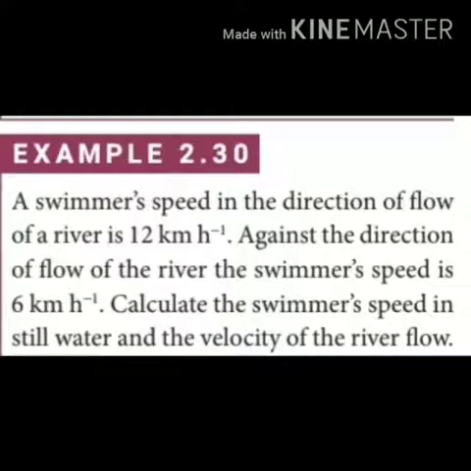A swimmer's speed in the direction of flow of a river is 12 km/h. Against the direction of flow of the river, the swimmer's speed is 6 km/h. Calculate the swimmer's speed in still water and the velocity of the river flow. First, the swimmer's speed in the direction of flow of the river: both travel in the same direction. Next, against the flow, the swimmer's speed is 6 km/h, in the opposite direction.